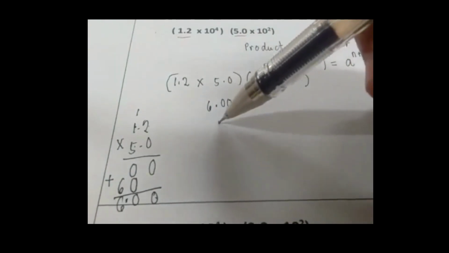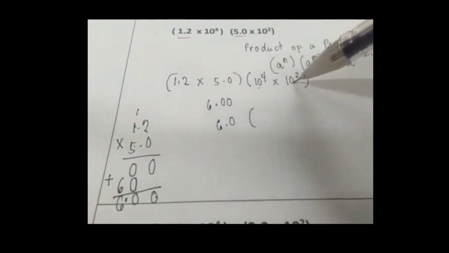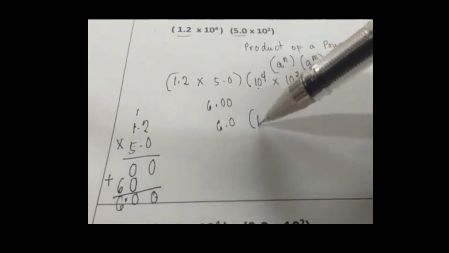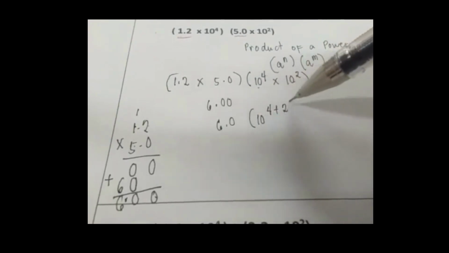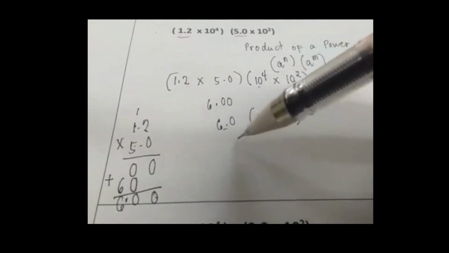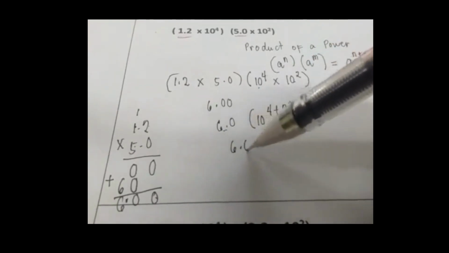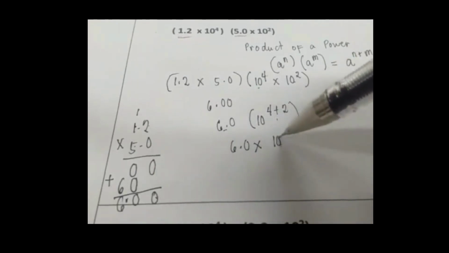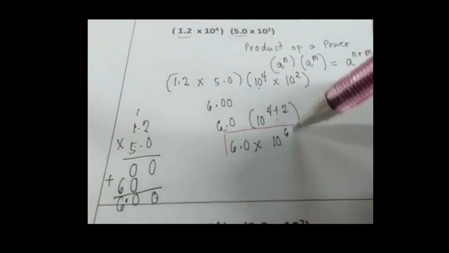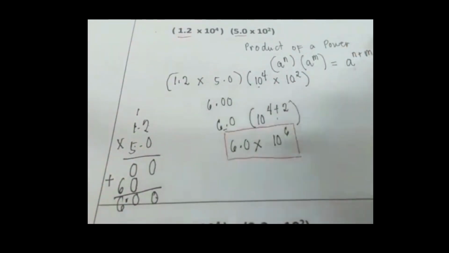So our answer here is 6.00, or you can write it as 6.0 times. For this one, we will apply the product of a power. So we will copy the base and then add the exponents, 4 plus 2. The operation between the two is multiplication. So that's 6.0 times 10 to the power of 4 plus 2, which is 6. So the answer now is 6.0 times 10 to the power of 6.